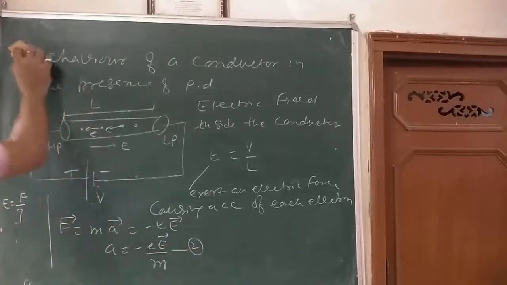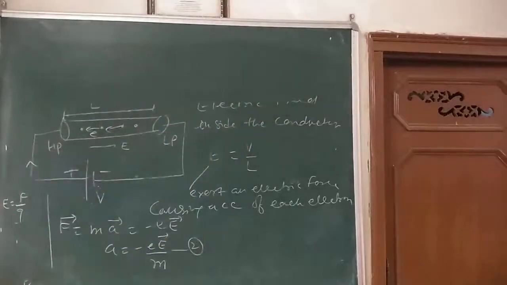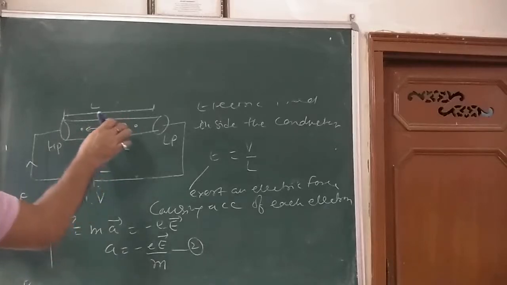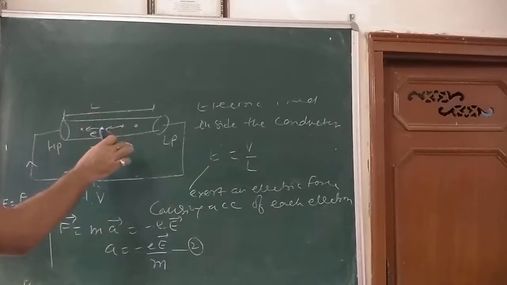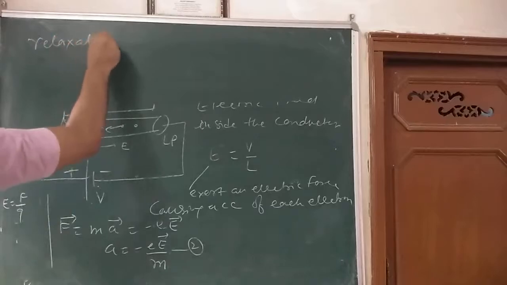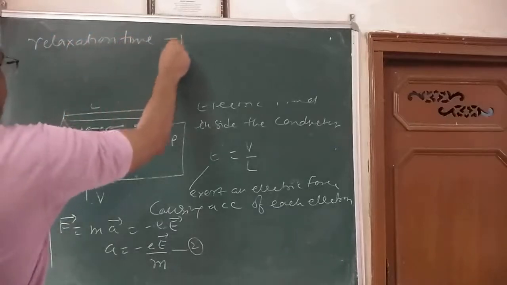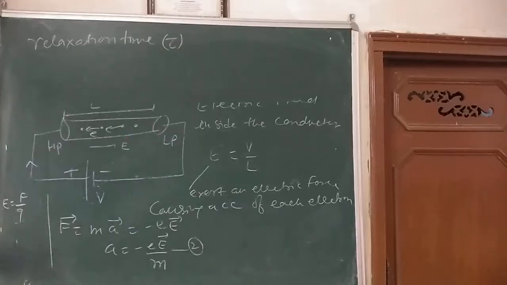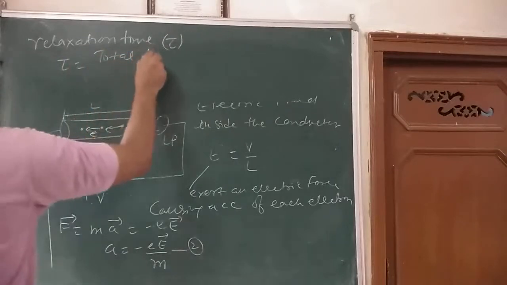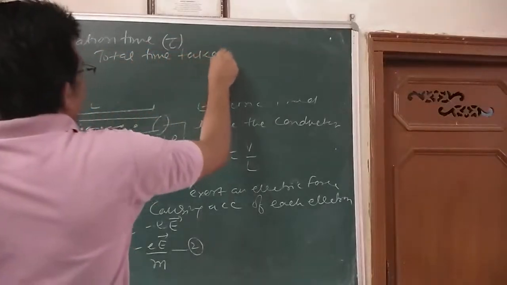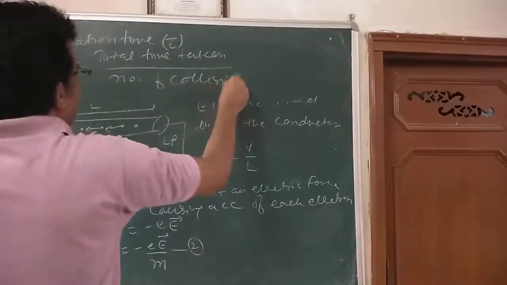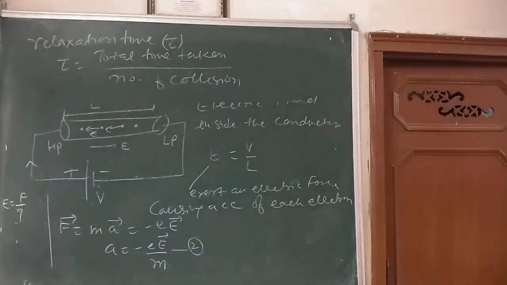So the time taken by an electron between two successive collisions, आपस में टकराने में जो समय लग रहा है, the time taken by an electron between two successive collisions is called relaxation time. Write down this definition. The relaxation time is symbolized by tau. What is that tau? That is total time taken divided by number of collisions.